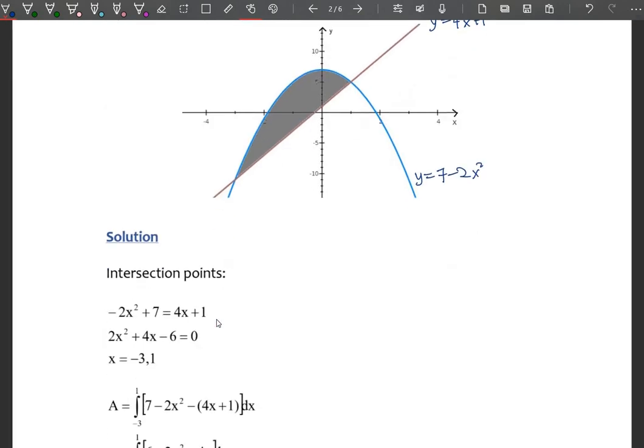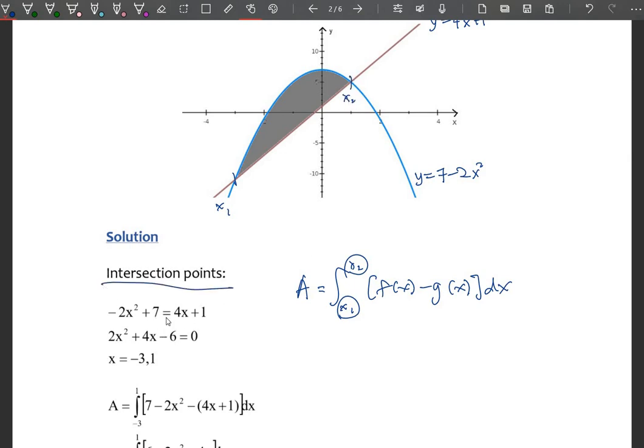Okay, the first thing is you need to find the intersection points because we want to integrate, A equal to the integral from x1 to x2 of f(x) minus g(x) with respect to x. That means here we need to know the values for x1 and x2. This is your x1, and this is your x2, which means both are intersection points. We find the intersection points. We have 7 minus 2x squared, negative 2x squared plus 7 is the same, equal to 4x plus 1, and we have here x equal to negative 3 and 1.